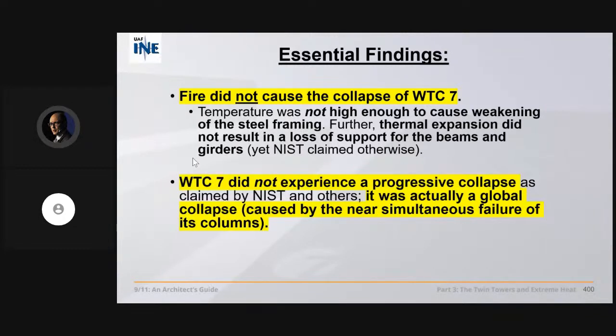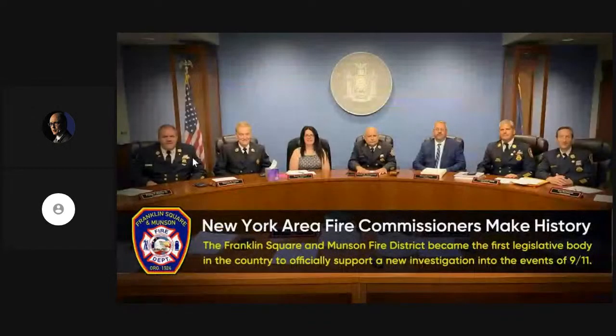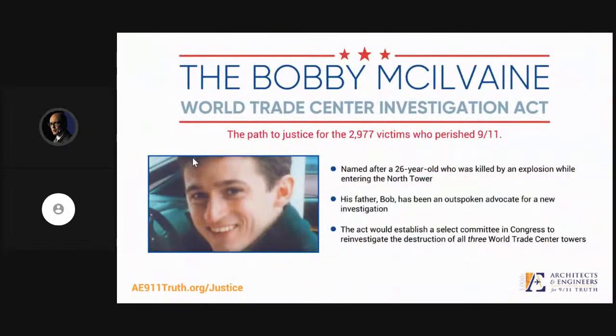It was actually a global collapse caused by the near simultaneous failure of all the columns, which is one of the main reasons we have 5 New York area commissioners signed unanimously onto a resolution demanding a new investigation into the destruction of these 3 towers, and why we have legislation that's ready to go. Andy, tell us a little more about this.